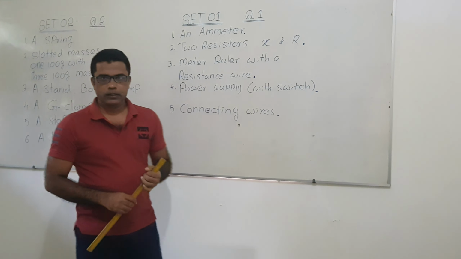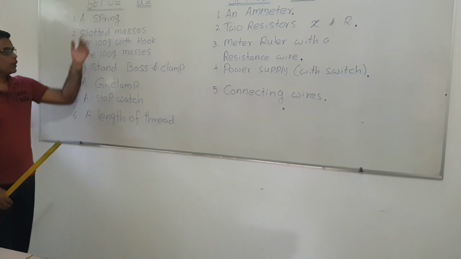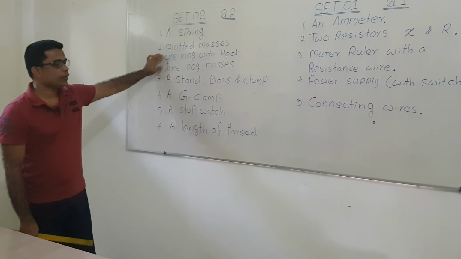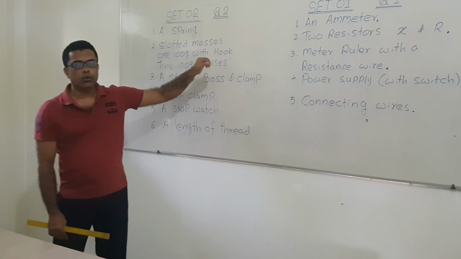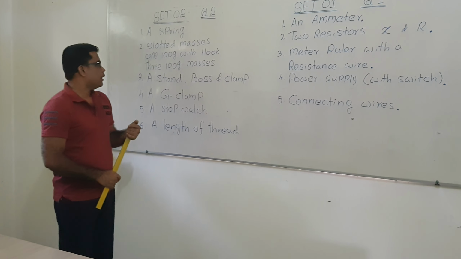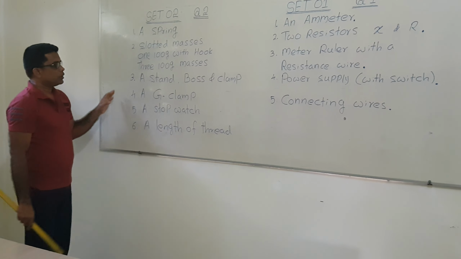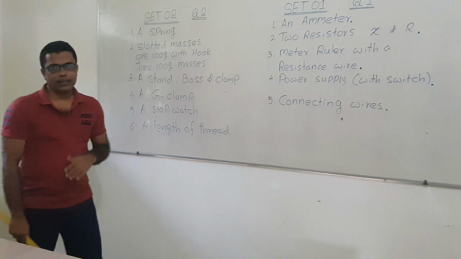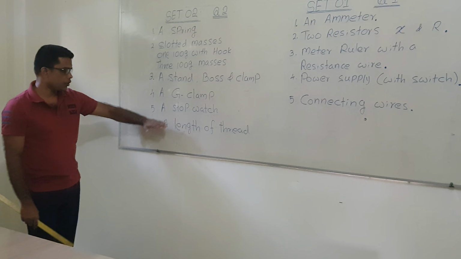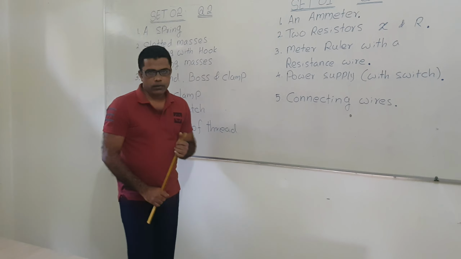If you have any questions, the teacher will ask you to check setup number 2, that is question number 2. For question number 2, you will need a spring, slotted masses, one with a hook for the hanging arrangement, and 3 separate solder glasses that you can use to support this. Then a stand, boss and clamp arrangement, just the stand and boss clamp setup. Then you have a G clamp, a stopwatch, and a piece of thread. That is the teacher's time.